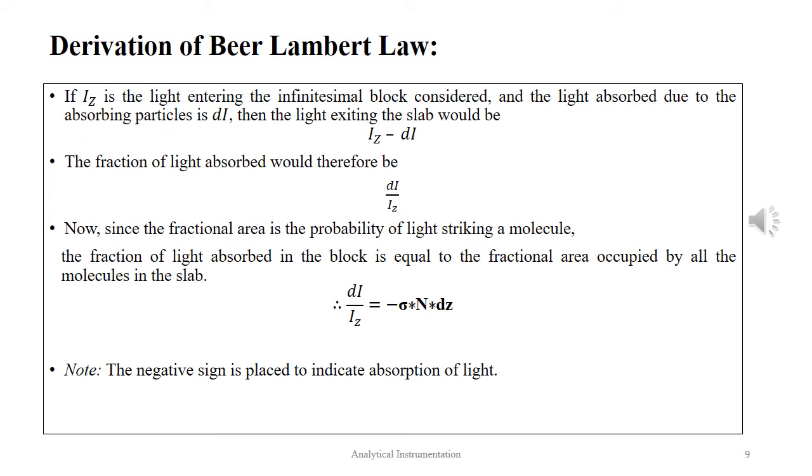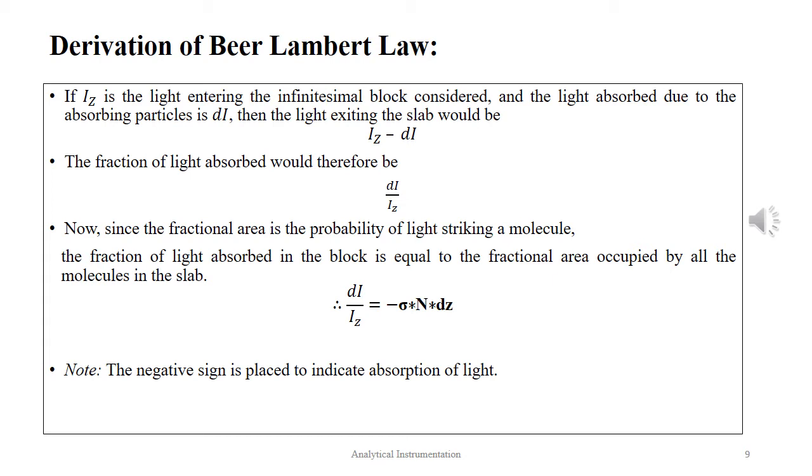If Iz is the light entering the infinitesimal block considered and the light absorbed due to the absorbing particles is di, then the light exiting the slab would be Iz minus di. The fraction of light absorbed would therefore be di by Iz. Now, since the fractional area is the probability of light striking a molecule, the fraction of light absorbed in the block is equal to the fractional area occupied by all the molecules in the slab.